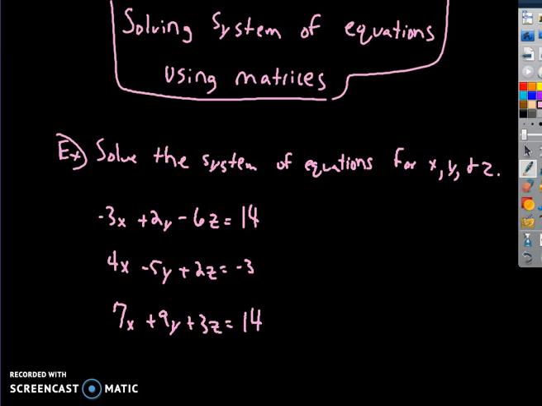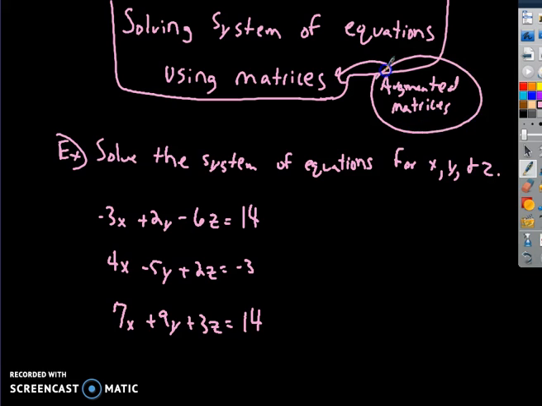Alright, so this video is about solving systems of equations using matrices. A lot of times you hear this called augmented matrices. Whenever you're solving a system of equations using matrices, it's often called augmented matrices, and this is the reason why.